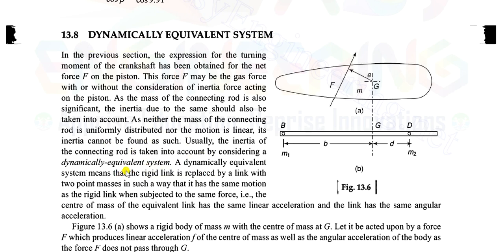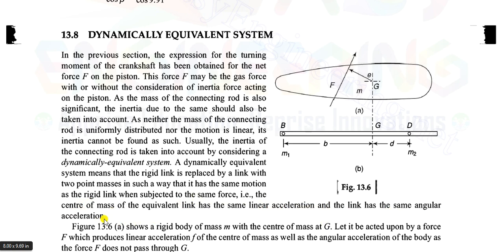Then I will jump to the next topic, which is the turning moment diagram. First we will understand what a dynamically equivalent system is. A dynamically equivalent system means that the rigid link is replaced by a link with 2-point mass in such a way that it has the same motion as the rigid link when subjected to the same force, that is, the center of mass of the equivalent link has the same linear acceleration and the same angular acceleration.